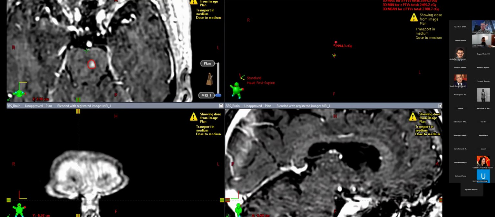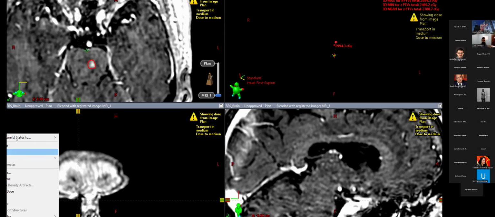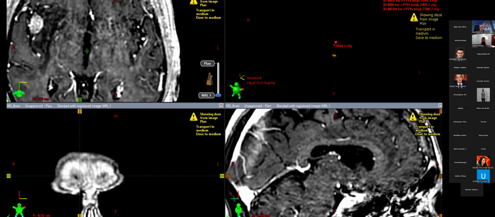So you can see for the brainstem lesion, I did not add a 1 millimeter margin. For all of the other lesions, I basically added a 1 millimeter margin.